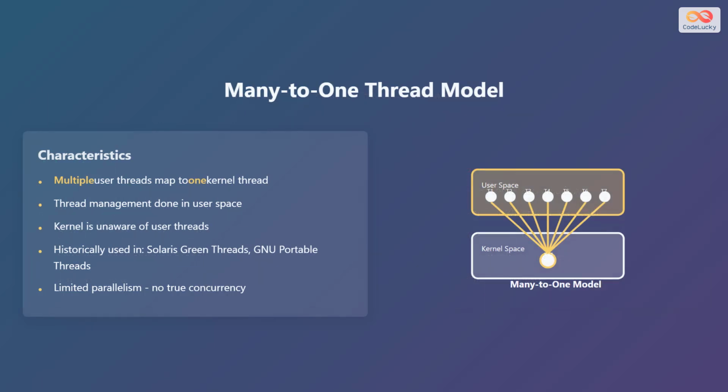Let's take a look at the many-to-one thread model. In this model, multiple user threads map to a single kernel thread. Thread management is handled in user space, and the kernel is unaware of user threads. This model was historically used in systems such as Solaris green threads and GNU portable threads. However, it offers limited parallelism, as there is no true concurrency.